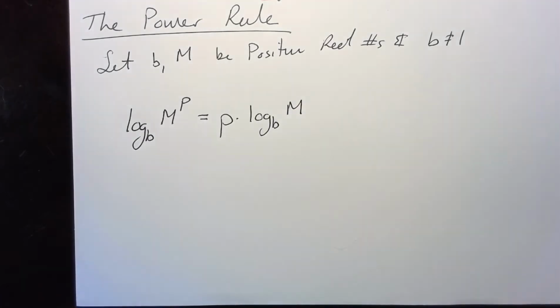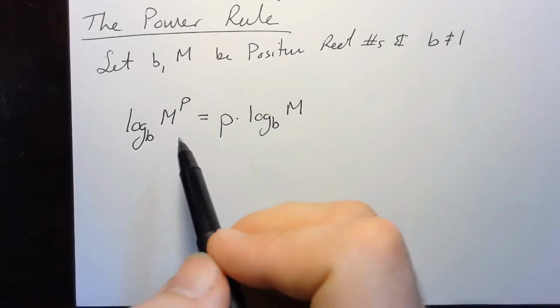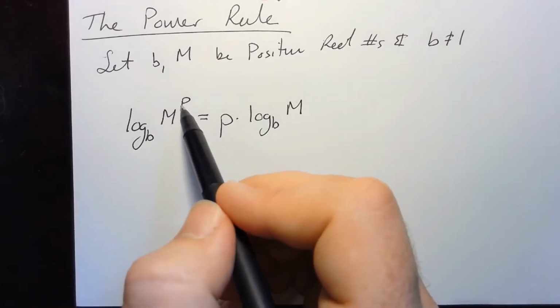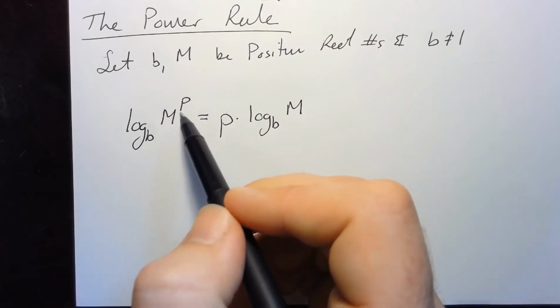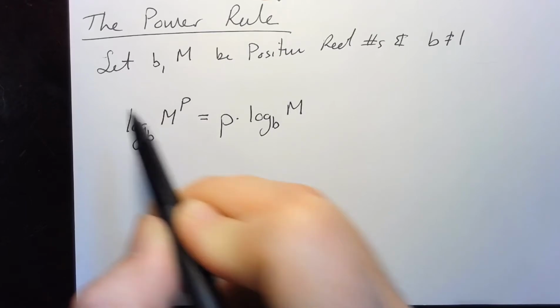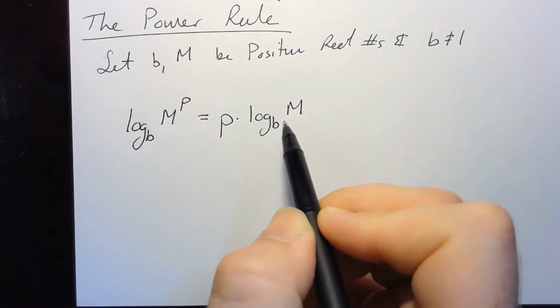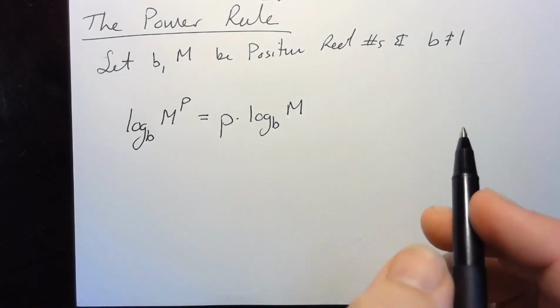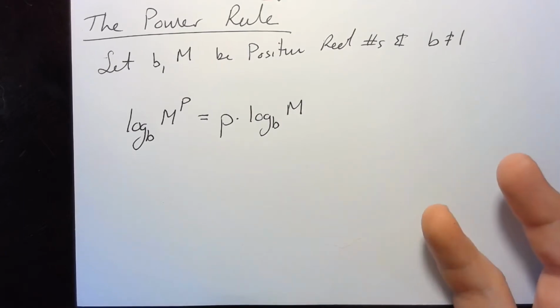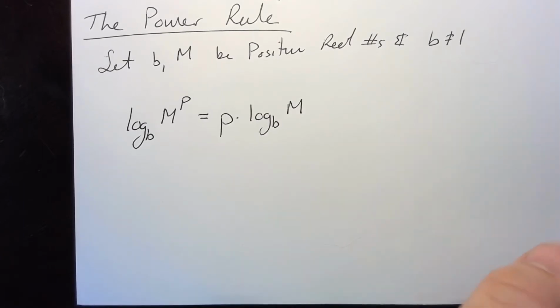So what's important to note about the power rule is that if I have a power on the inside of a log, it has to be on the inside. If it's not on the inside of the log, it's on the entire log, then this doesn't actually hold. But if that power is there, it can drop down in front to be power multiplied by log base b of m. This can best be seen in certain examples in regards to the simplification steps.